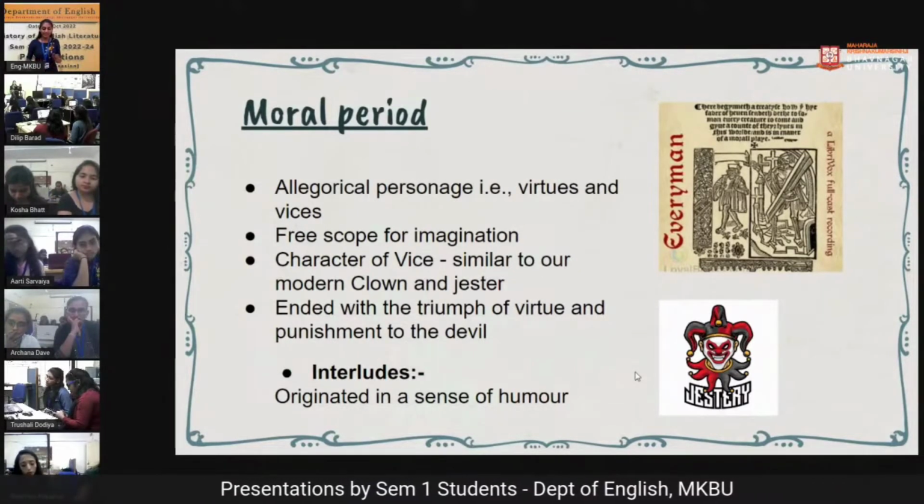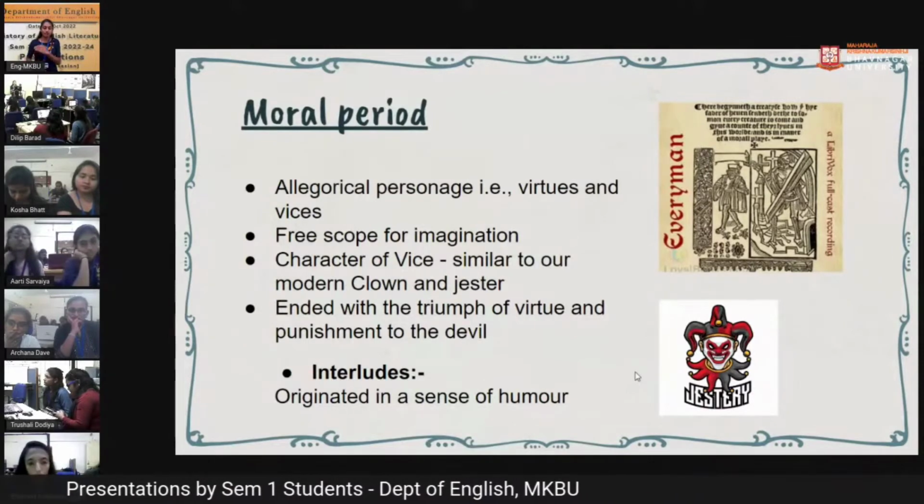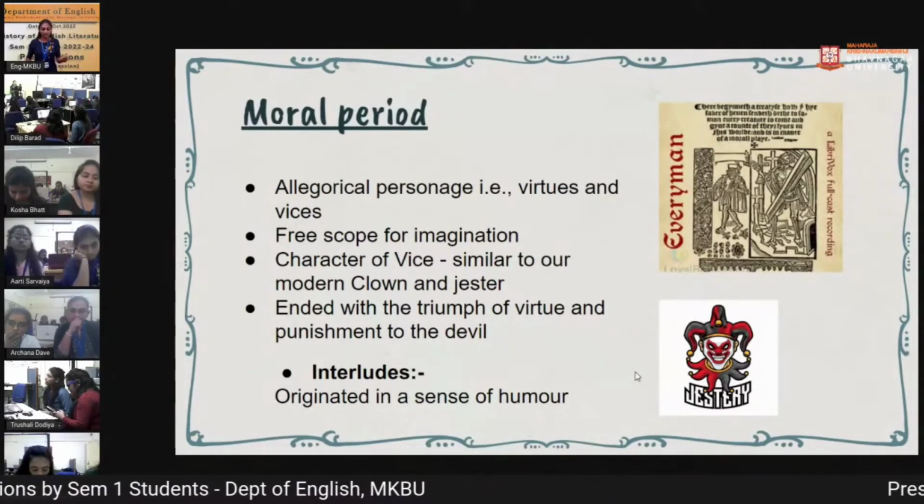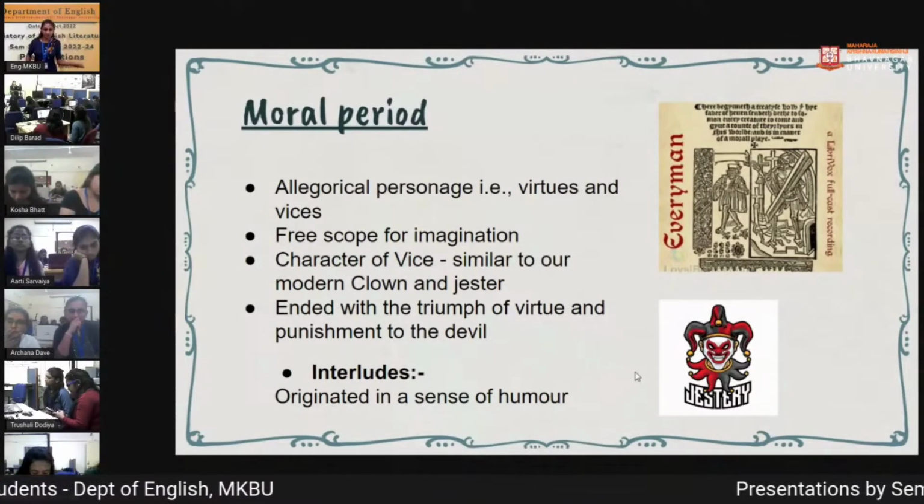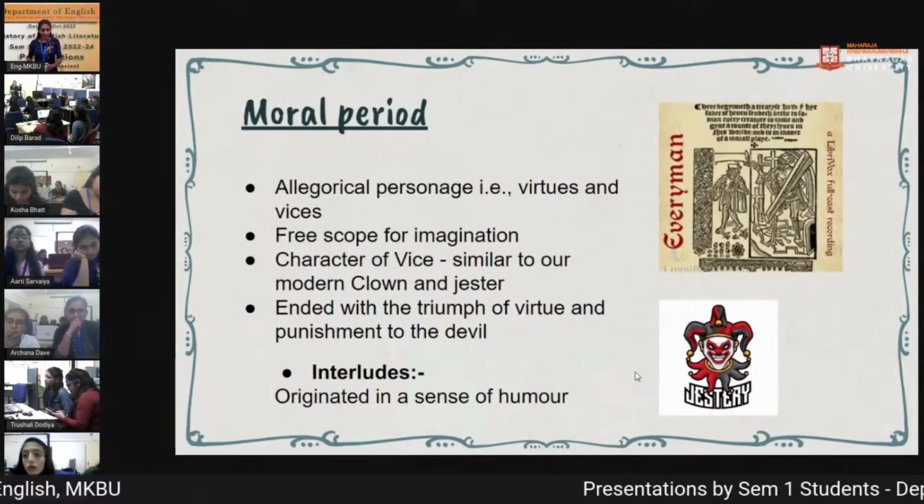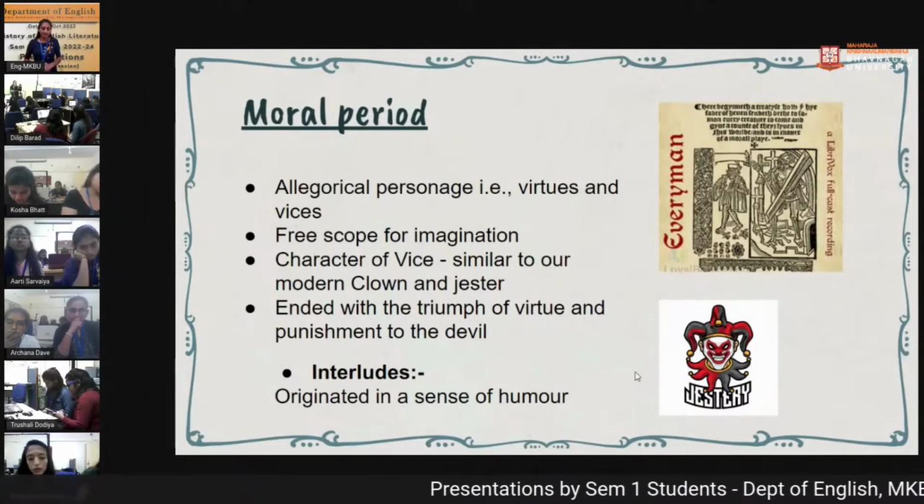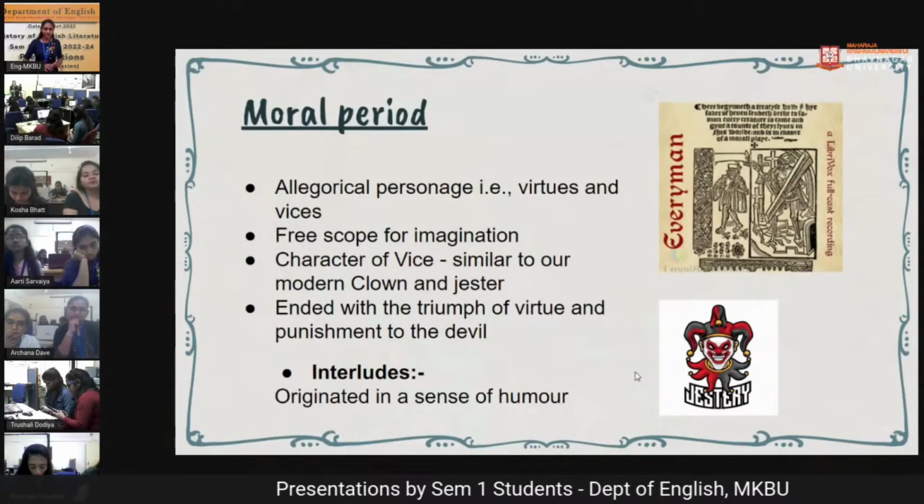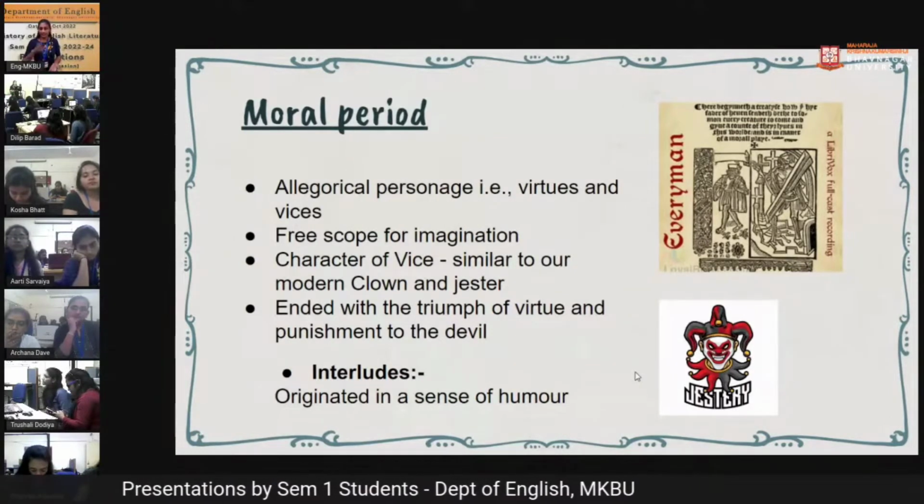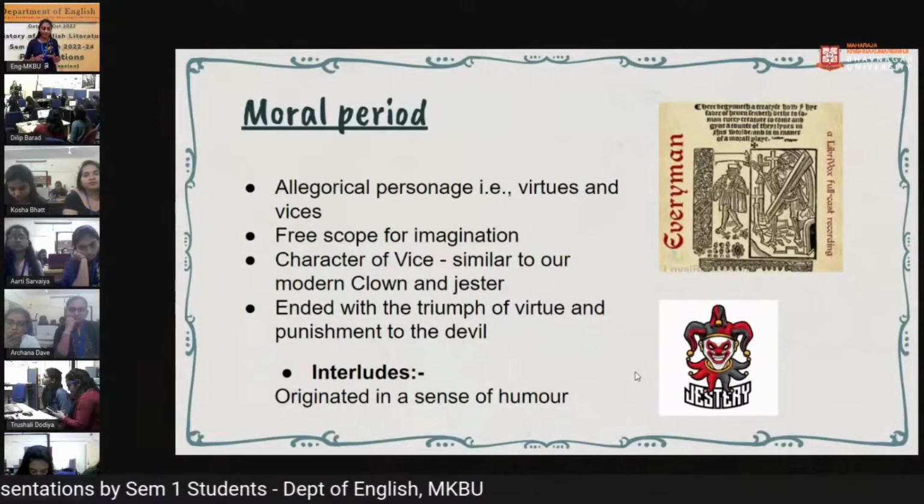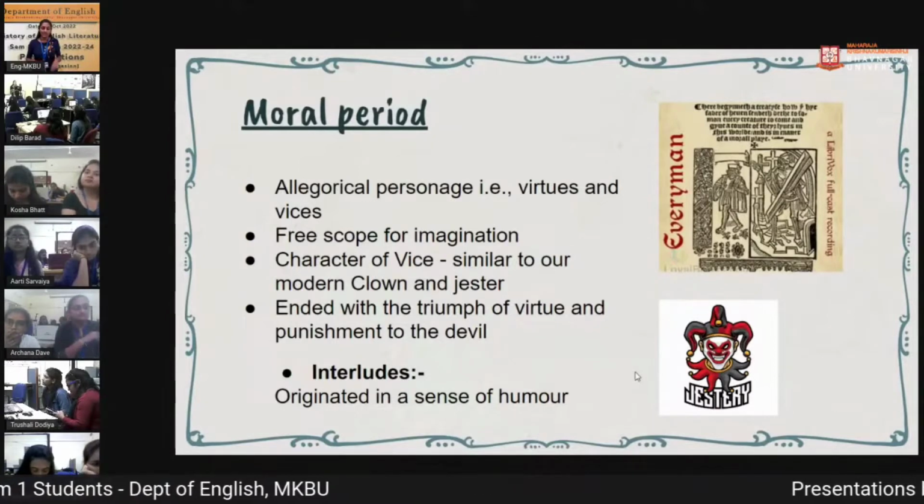It ended with the triumph of virtue and punishment to the devil. So there is a kind of message: if you commit a sin, you will get a punishment. It was like that structure. There was another form in this period, interludes, that has the same concept, but there was a kind of sense of humor in that.